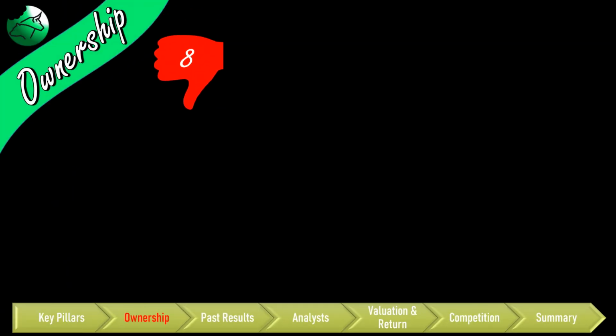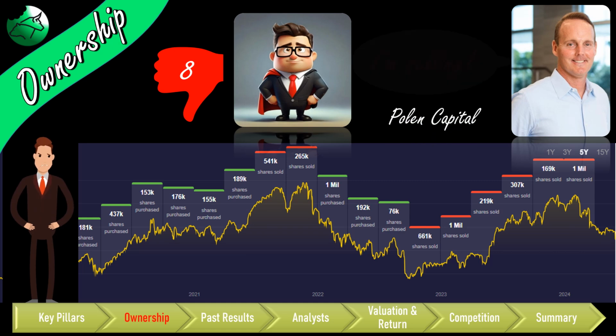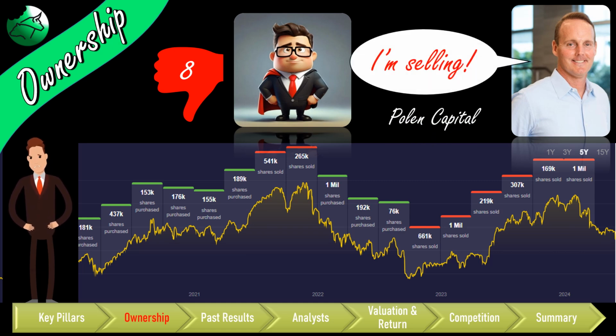However, 8 other super investors have sold shares, and Pollen Capital has previously bought Adobe shares, but over the last year they've been selling. They have 1.26 billion invested in Adobe, and this makes up 3.08% of their overall portfolio.